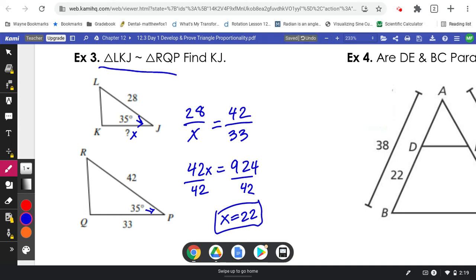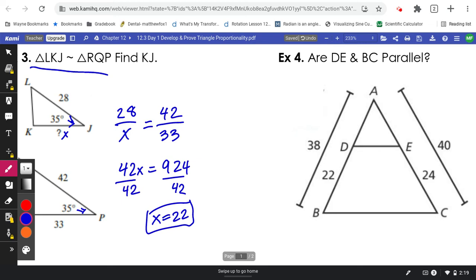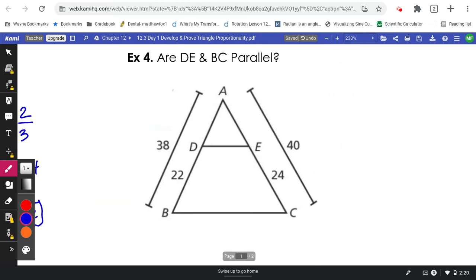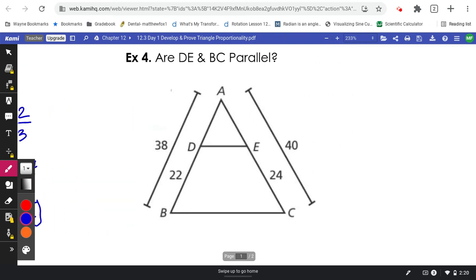All right, on to the next one. To see if these are parallel, we have to check for our proportionality. Now, to do that, we need to know what goes right here and here. Some of you might think, well, we don't have a clue, we can't do it. But AD is quite easy to find.